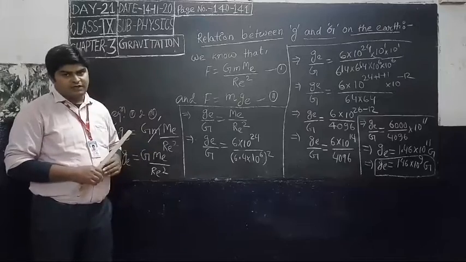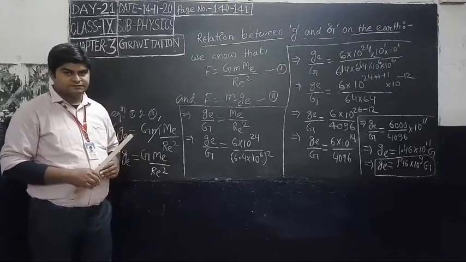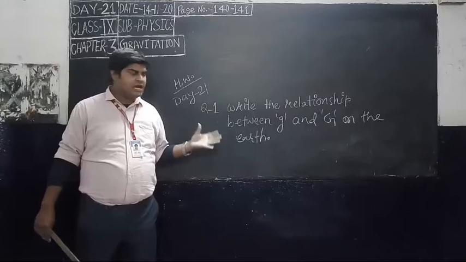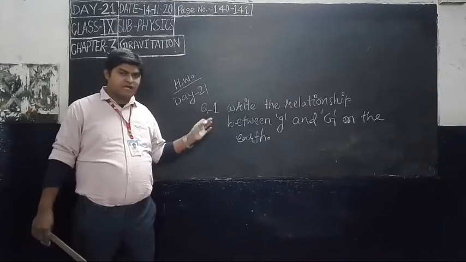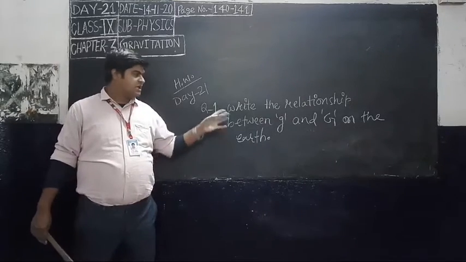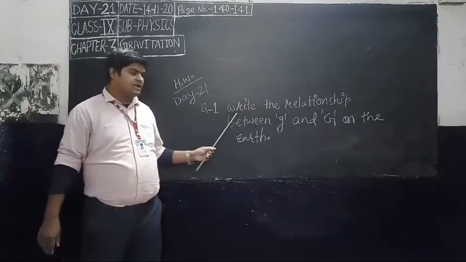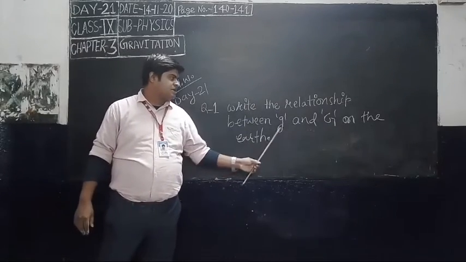Now it's time for your homework. Write down the homework: the value of small g and capital G, and how many times small g is greater as compared to capital G. So you will write here the relationship between small g and capital G on the earth.